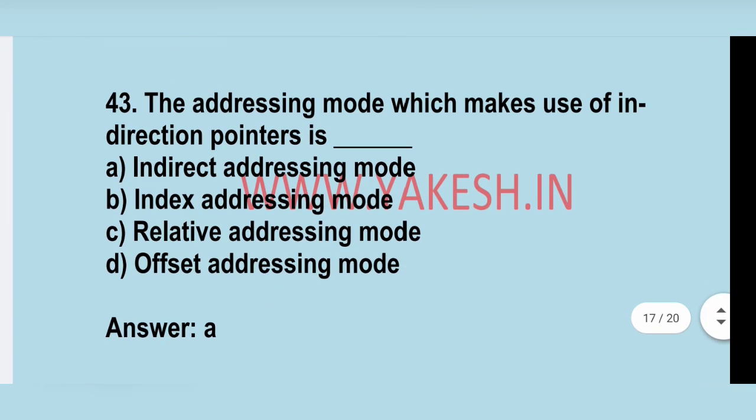Next question. The addressing mode which makes use of an indirection pointer is option A, indirect addressing. Indirect addressing mode, option A, is the correct answer.